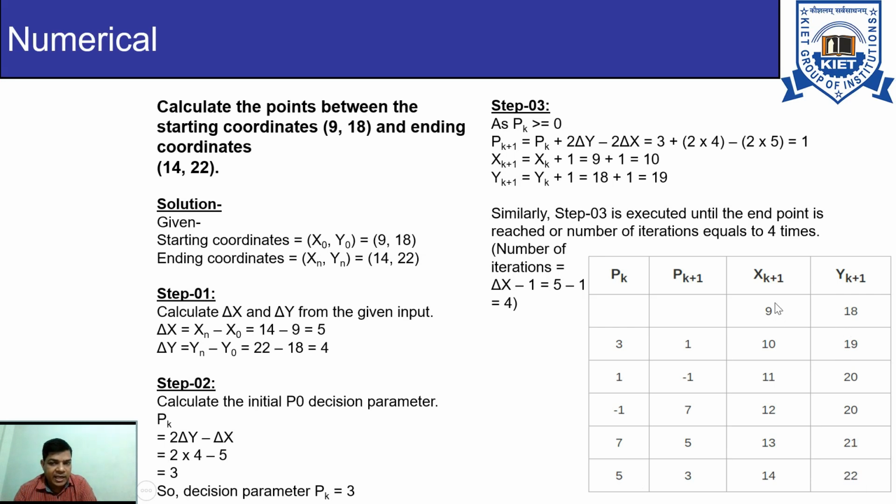So you can see that every time we are incrementing the value of x. So why we are incrementing the value of x? Because we are discussing about the line which is having the slope less than 1. But in case of y, either we are not changing the value or we are doing the increment. In which case we are doing the increment? If the value of pixel parameter is more than 0, then we are incrementing the value of y. If the value of pixel parameter is less than 0, then in that case we are not changing the value of y.